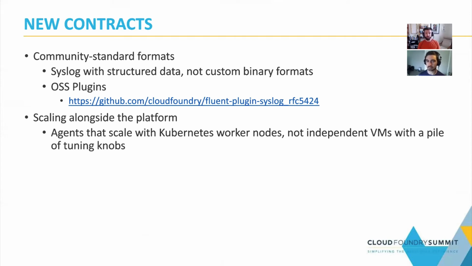And then gone is the idea of independent scaling. Because this is a FluentD daemon set, there's a logging process on each one of the K8s nodes. And so as you scale out your platform to service more workloads, you intrinsically scale out your logging layer so that hopefully it keeps up with the amount of logs that you are producing, so that you can egress them to where they're most useful.